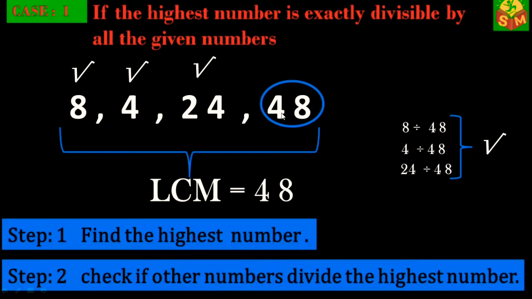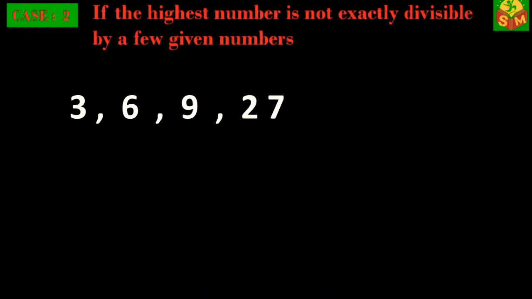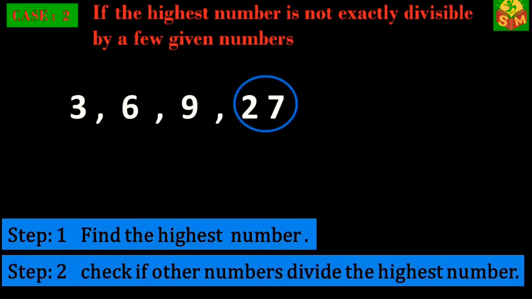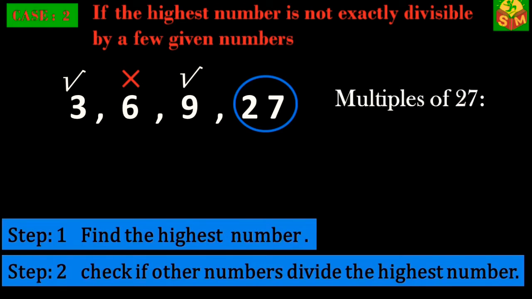It's pretty easy, right? Let me take one more example. 3, 6, 9, 27. Step 1. Find the highest number. If you see here, the highest number is 27. Step 2. Check if other numbers divide 27. But here 6 does not divide 27. So we need to find the multiples of 27.